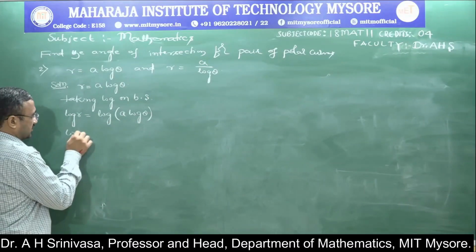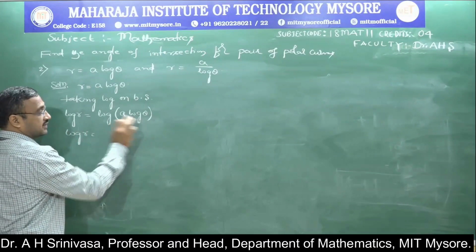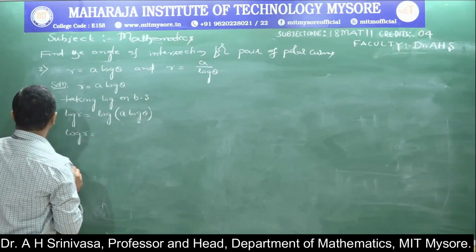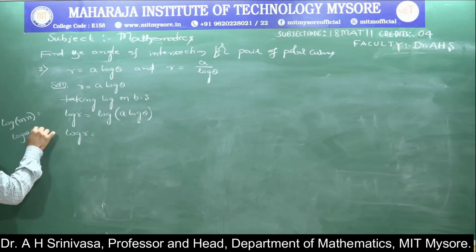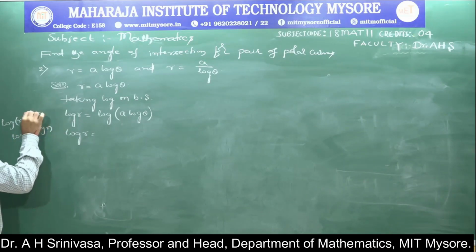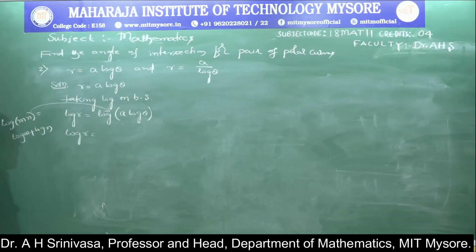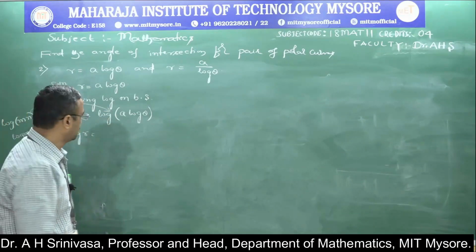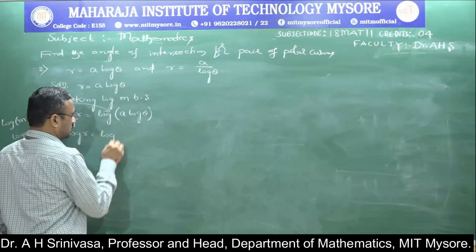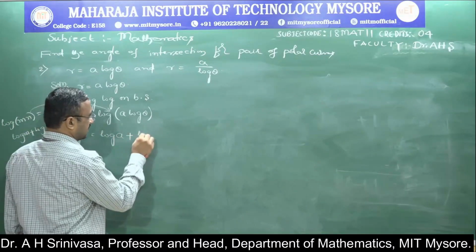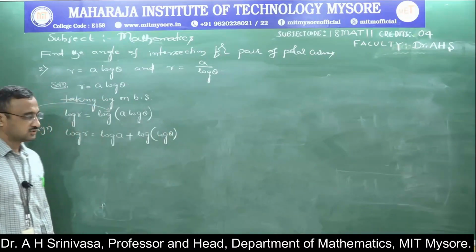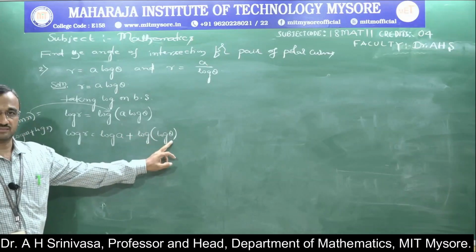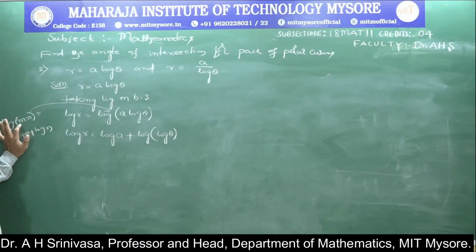Now use the properties of logarithm. You have to remember the formula for log m into n. It should be equal to log m plus log n. Use this result here. So now we have log a plus log of log theta. Use this property, log m into n.